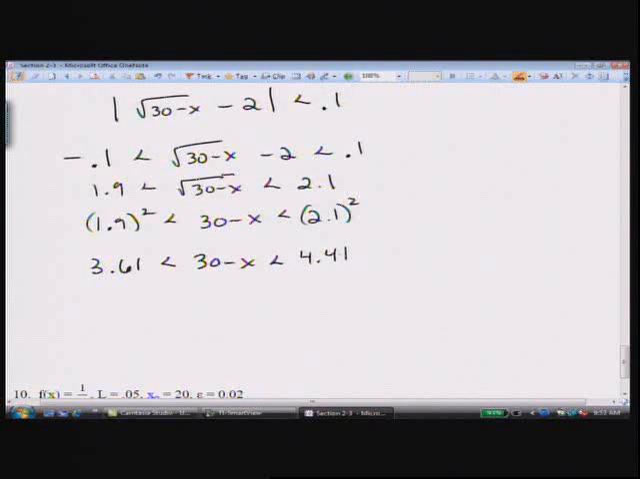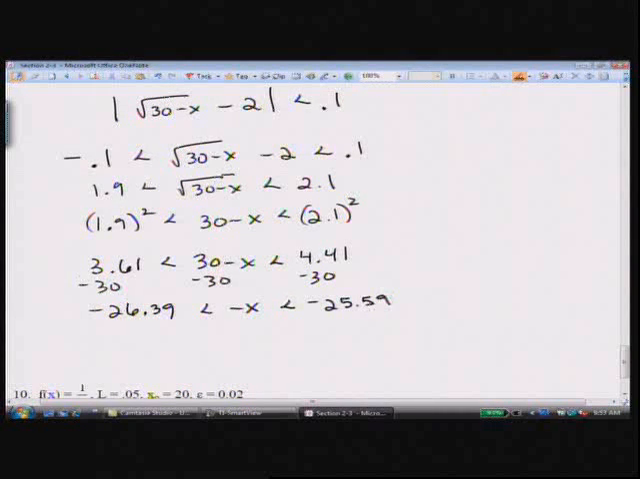Okay, now I did choose this one because it is a little bit tricky when you're solving for x. If I subtract 30 on either side, 3.61 minus 30 is negative 26.39 is less than negative x, which is less than 4.41 minus 30, that's negative 25.59. Everybody with me?